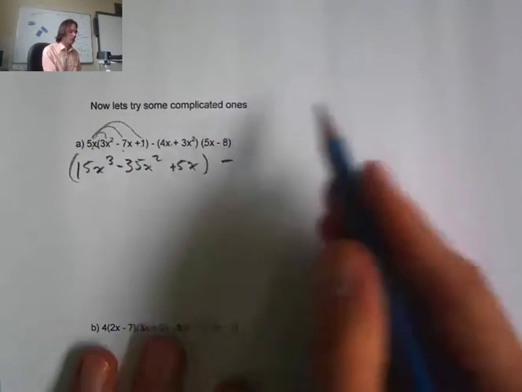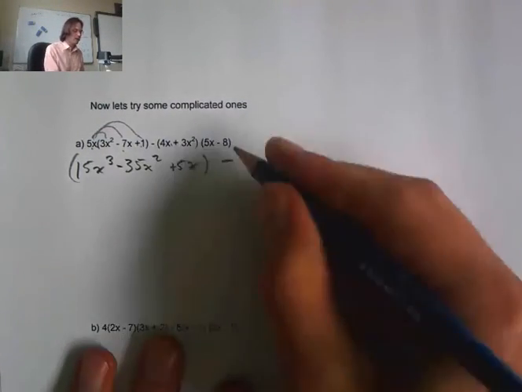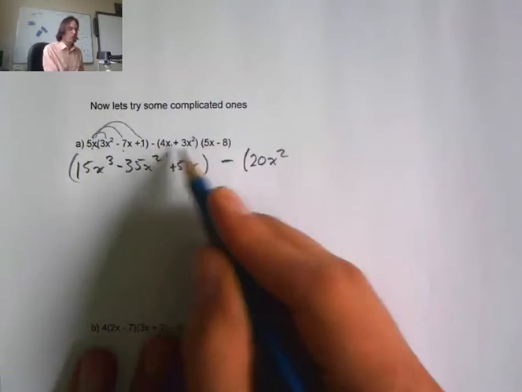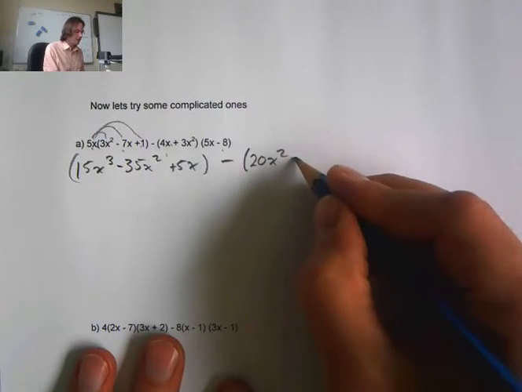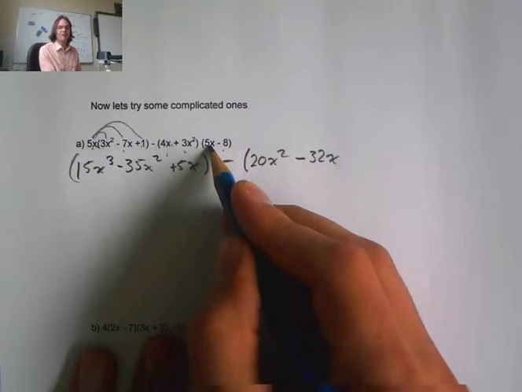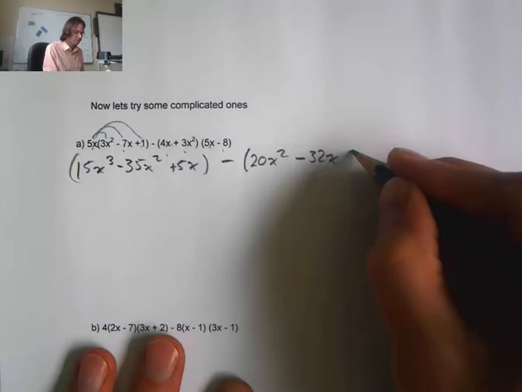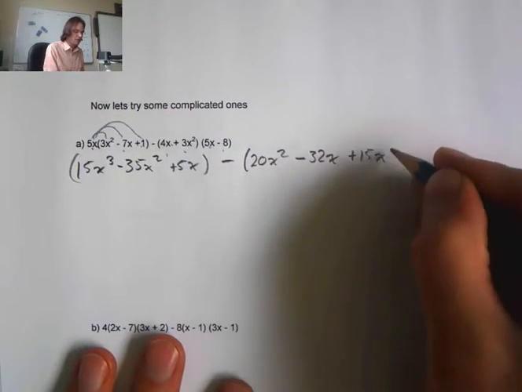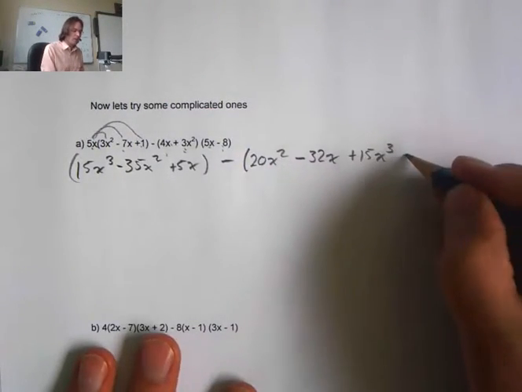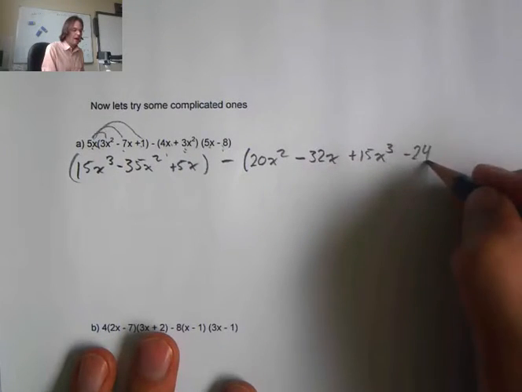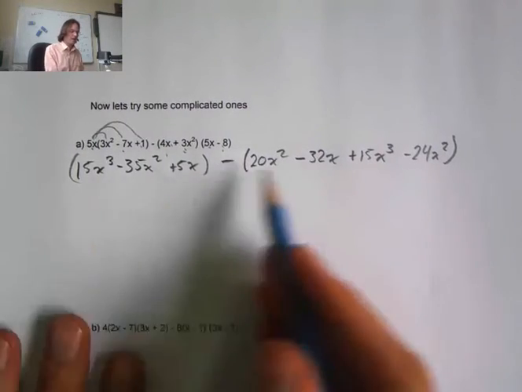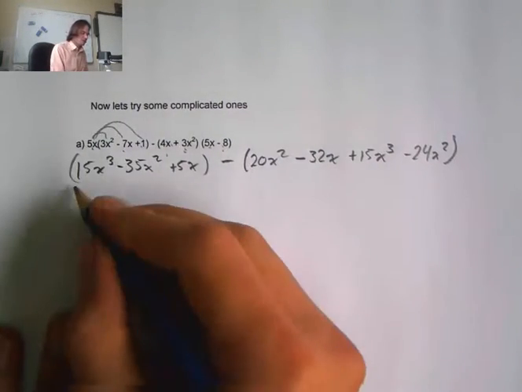Oh, this is going to be a bit longer, so I have to go 4x into 5x. So that's going to be 20x squared. Then I'm going to go 4x into negative 8 is minus 32x. Now I have to go 3x squared into 5x, which is plus 15x cubed. Then I have to go 3x squared into negative 8, which is going to be minus 24x squared. Okay? So now let's combine everything we have in here and leave this as is.